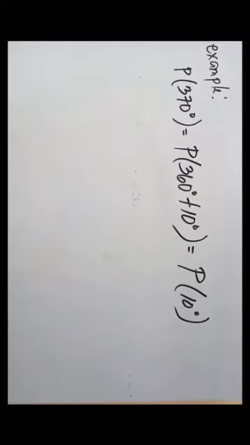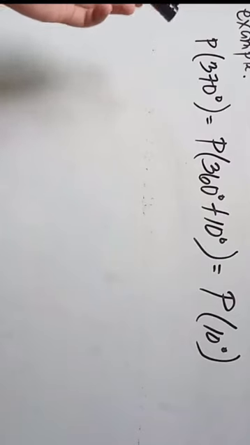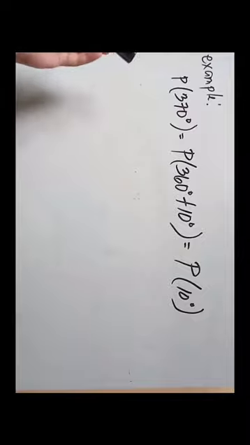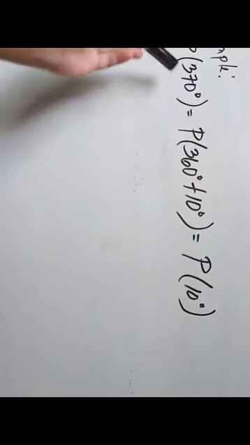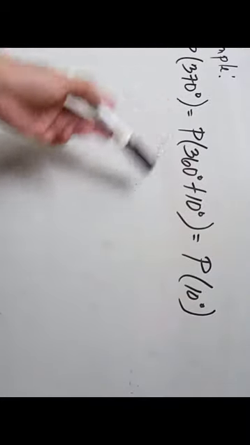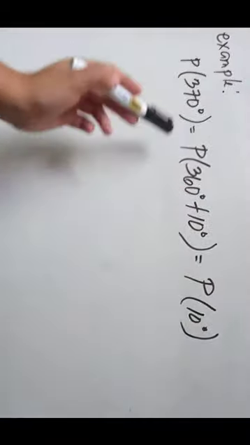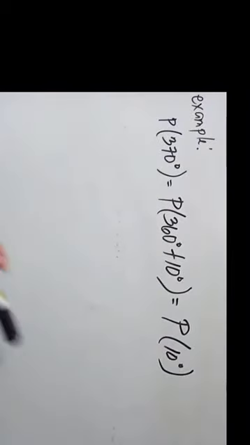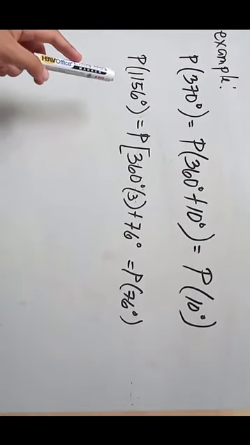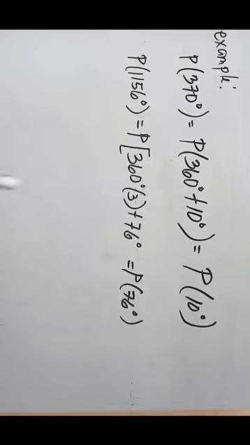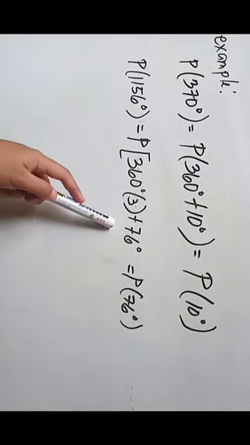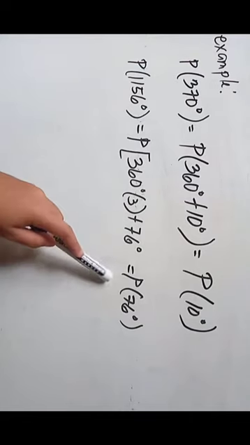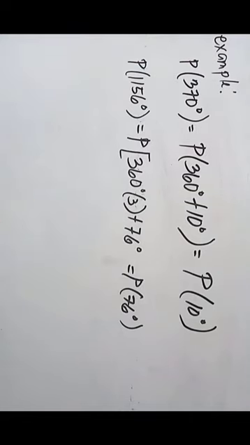For example, we have 370 degrees. Using the property, there is one 360 degrees in 370 degrees, so we are left with 10 degrees. That is P of 10 degrees. How about 1156 degrees? That is P of 360 degrees times 3. Then we have the remainder 76 degrees. So, that is P of 76 degrees.